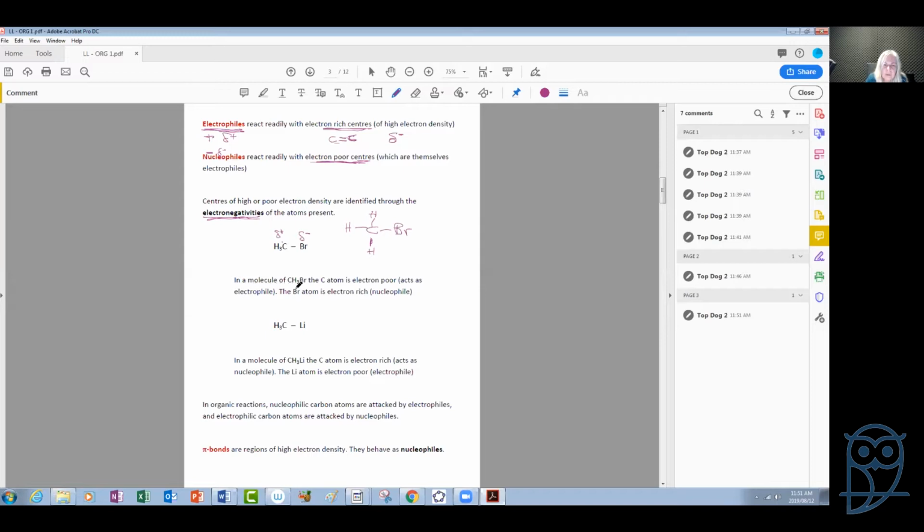So in this molecule of bromomethane, the carbon atom is electron poor and acts as the electrophile, and the bromine atom is electron rich and acts as the nucleophile. So this is the nucleophile, and this is the electrophile. I'm not writing the whole word. Okay, the electrophile and the nucleophile. Now, in this molecule here, we have a different molecule where instead of bromine, we have a lithium atom linked, bonded to the carbon, to this methyl kind of group.